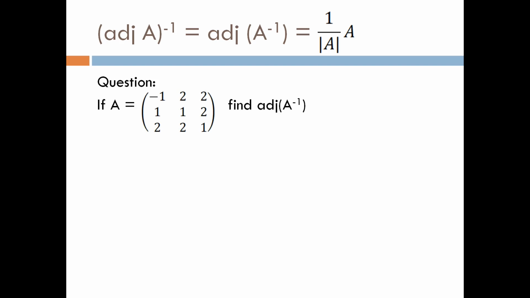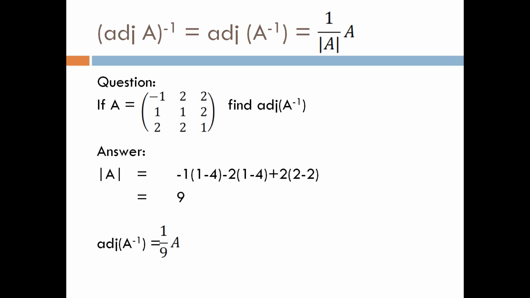If A is equal to the matrix with rows minus 1, 2, 2; 1, 1, 2; 2, 2, 1, then find adjoint of A inverse. According to the formula, first we have to find determinant A. I'm going to expand it along the first row. So it's minus 1 into 1 minus 4, similarly minus 2 into 1 minus 4, plus 2 into 2 minus 2. If I solve this, I'll get 9 as the answer. Therefore, adjoint of A inverse is equal to 1 by determinant A, that is 1 by 9 into A.